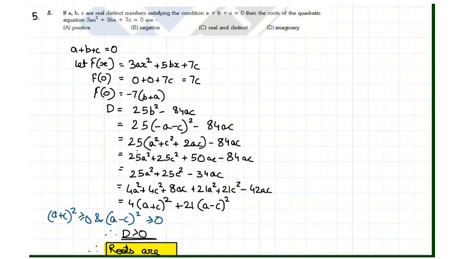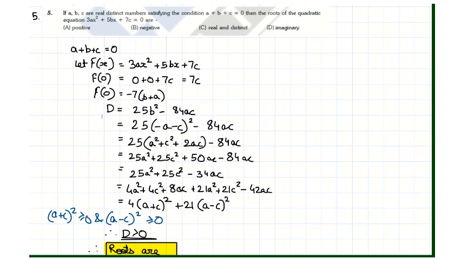In the fifth question, a, b and c are given as real distinct numbers satisfying a plus b plus c equal to 0. We need to find the relation for the roots of the equation 3ax square plus 5bx plus 7c equal to 0. f of 0 equal to 0 plus 0 plus 7c, or f of 0 equal to minus 7 times b plus a. From a plus b plus c equal to 0, we can write that c is minus b minus a. This is how we got this relation.